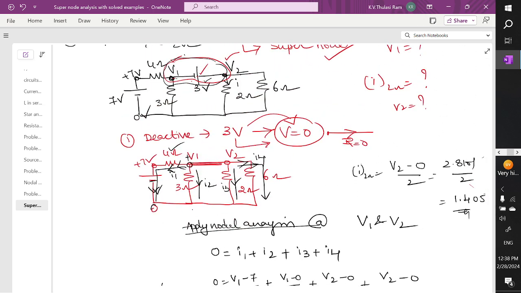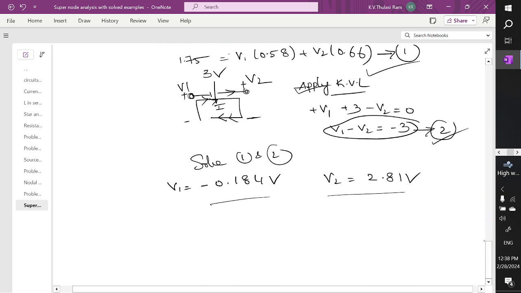And in the problem it is asked, find the current across the 2 ohm resistor. How to write down this current? V2 minus 0 divided by 2 ohm, then you can find this current. So hope you are able to understand the concept of supernode analysis.